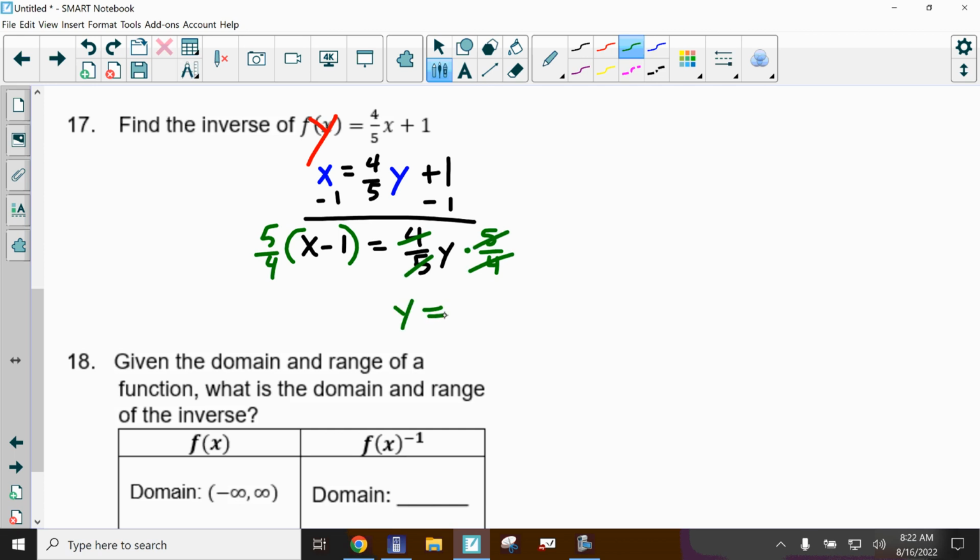So we end up with y equals. And you can distribute this if you want, but I'm just going to leave it for now. So it's 5 over 4 times x minus 1 in parentheses. So that's my answer.